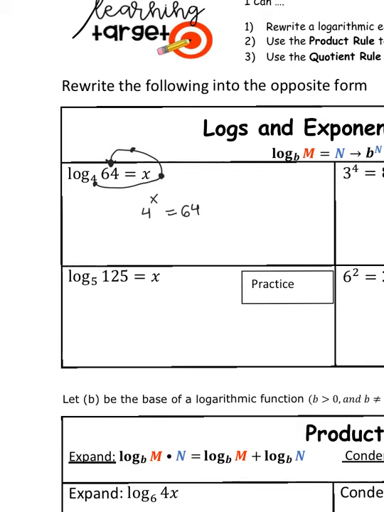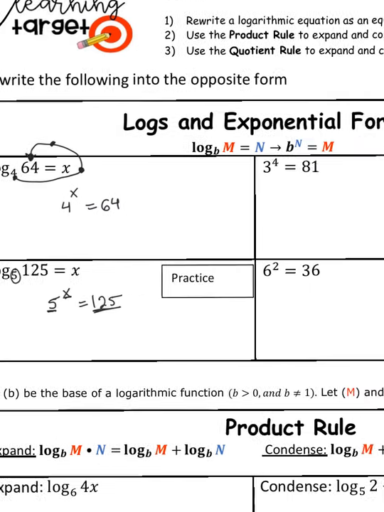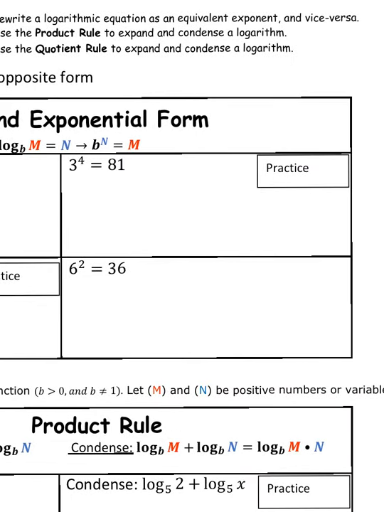Go ahead and pause the video and try the one below it that says practice. Now what you should have gotten for your answer is 5 raised to the x equals 125. So your base on the log is 5, that goes here. Whatever the log equals is your exponent, and then the number that comes after the log goes after your equal sign.